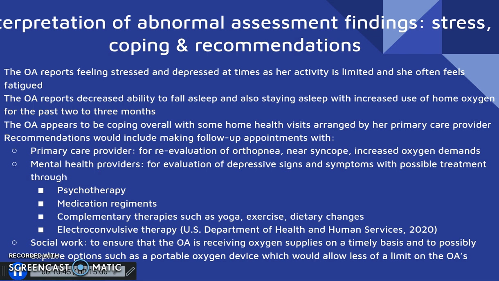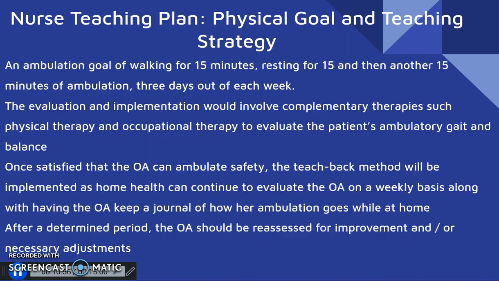Social work to ensure that the OA is receiving oxygen supplies on a timely basis and to possibly explore options such as portable oxygen device which would allow less of a limit on the OA's activities. Nurse teaching plan, physical goal and teaching strategy. We will be implementing an ambulation goal of walking for 15 minutes, resting for 15, and then another 15 minutes of ambulation 3 days out of each week.